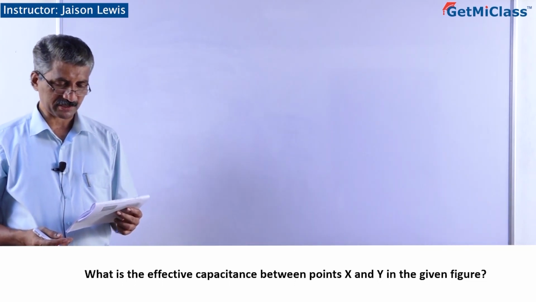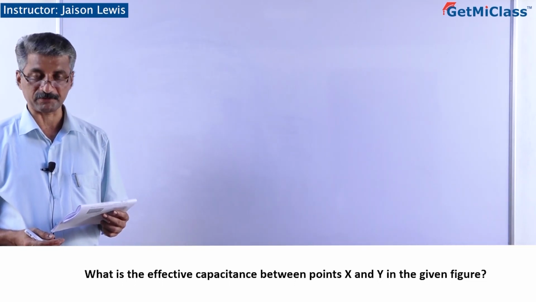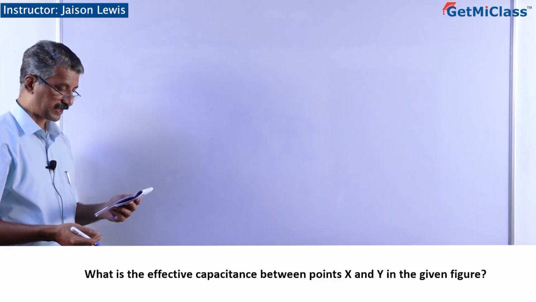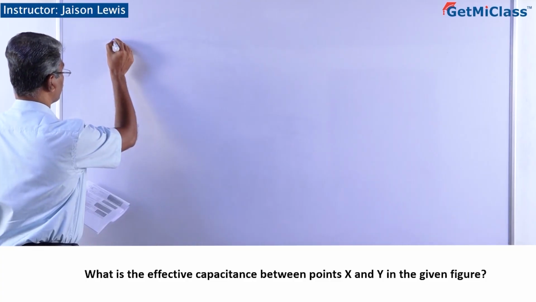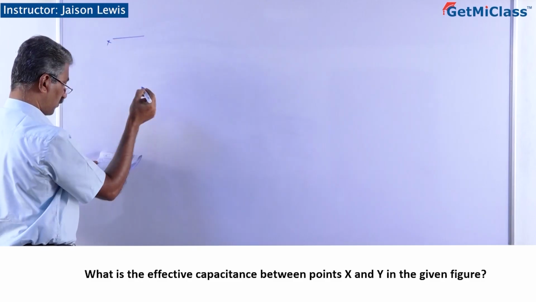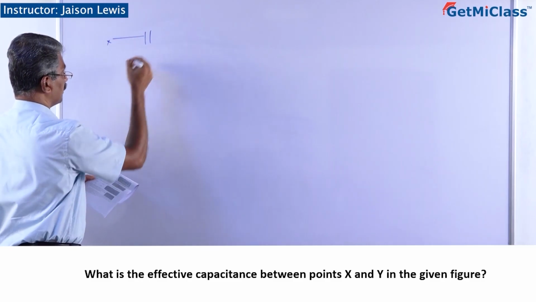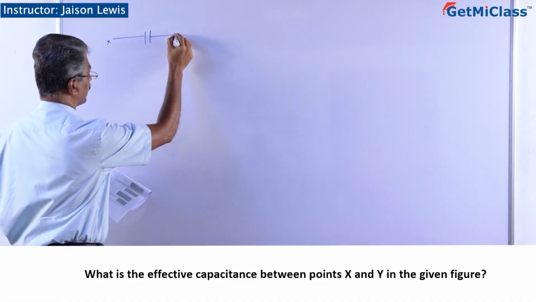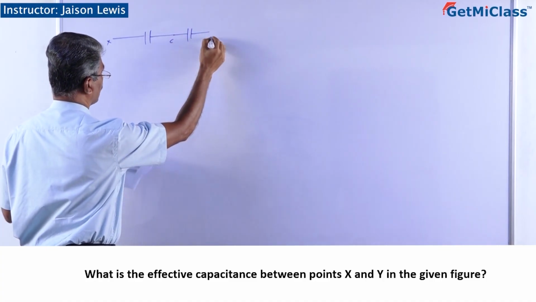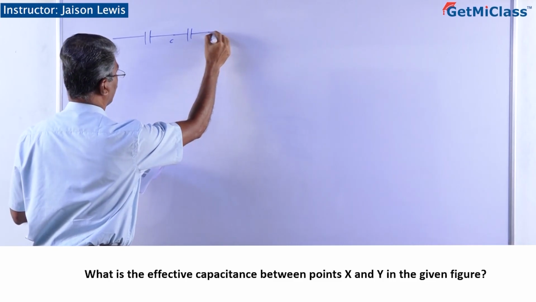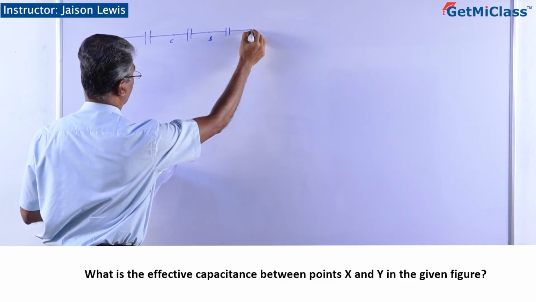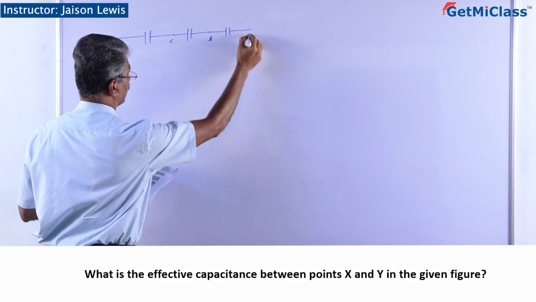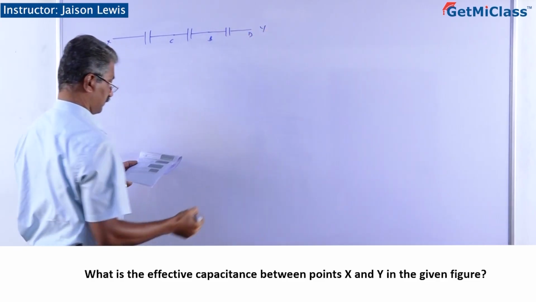What is the effective capacitance between the points X and Y in the given figure? And there are 5 capacitors which are given. The connection given is, it is a point X where we have a capacitor, and then we have a point C, then we have a capacitor, it's given a point B, then we have one more capacitor, hence it is a point D or it may be Y.